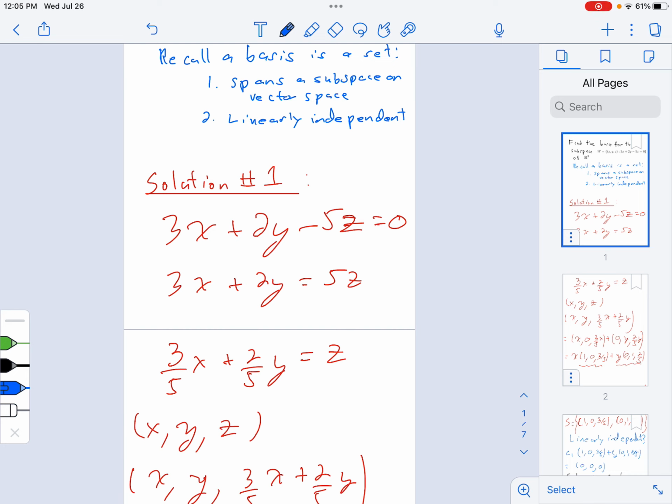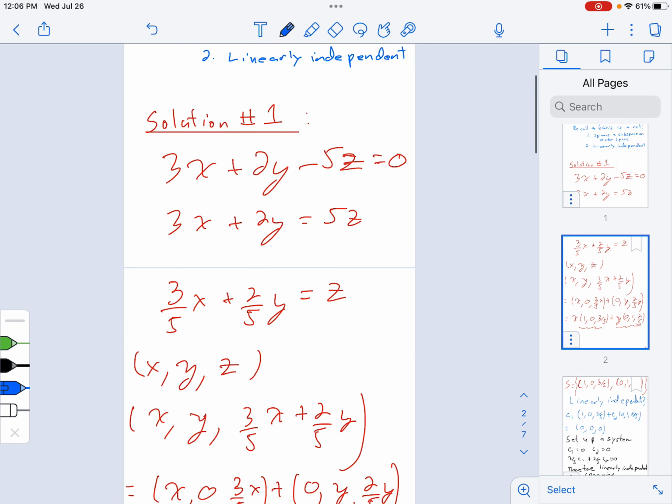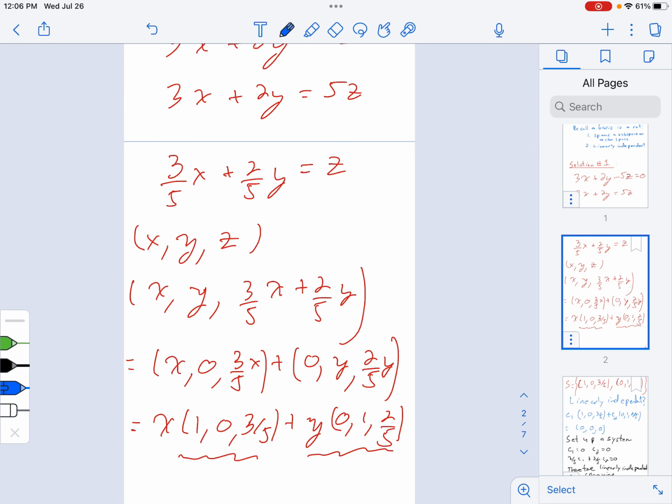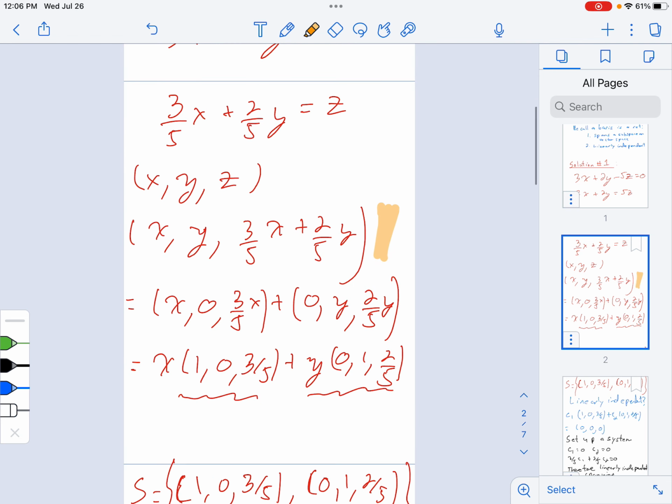The x and y pretty much can be anything they want, but the z has got to be 3/5 x plus 2/5 y. So if you look at the set of all the answers x, y, z, they look like x, y, comma 3/5 x plus 2/5 y, right here. And here's what I'm going to do, and I'll explain why in a second. I'm going to rewrite this as a combination of two vectors, one that has all the x's in it and one that has all the y's. So x, 0, 3/5 x plus 0, y, 2/5 y. I break it up, like the x and y parts in a way.